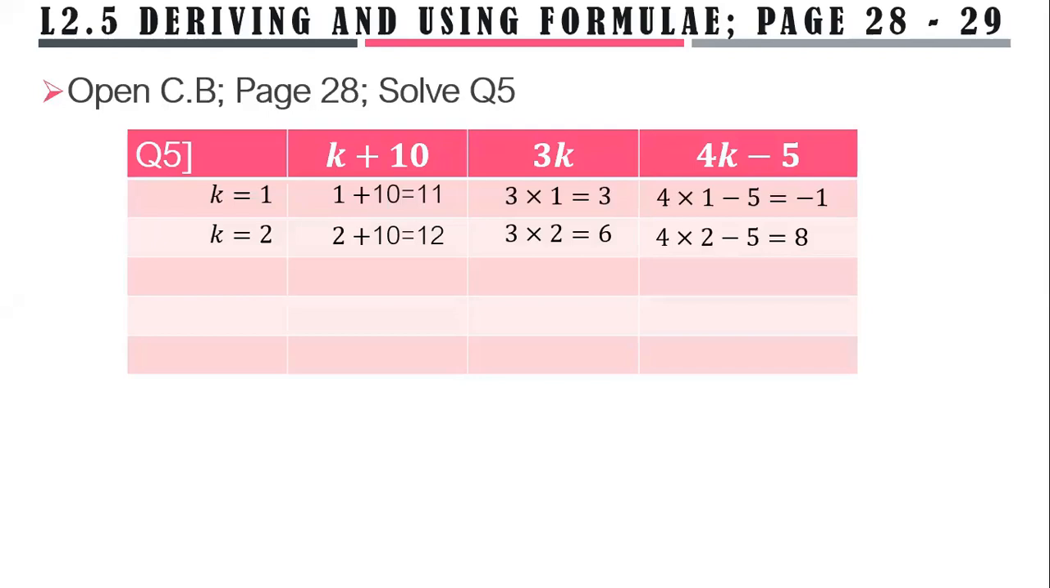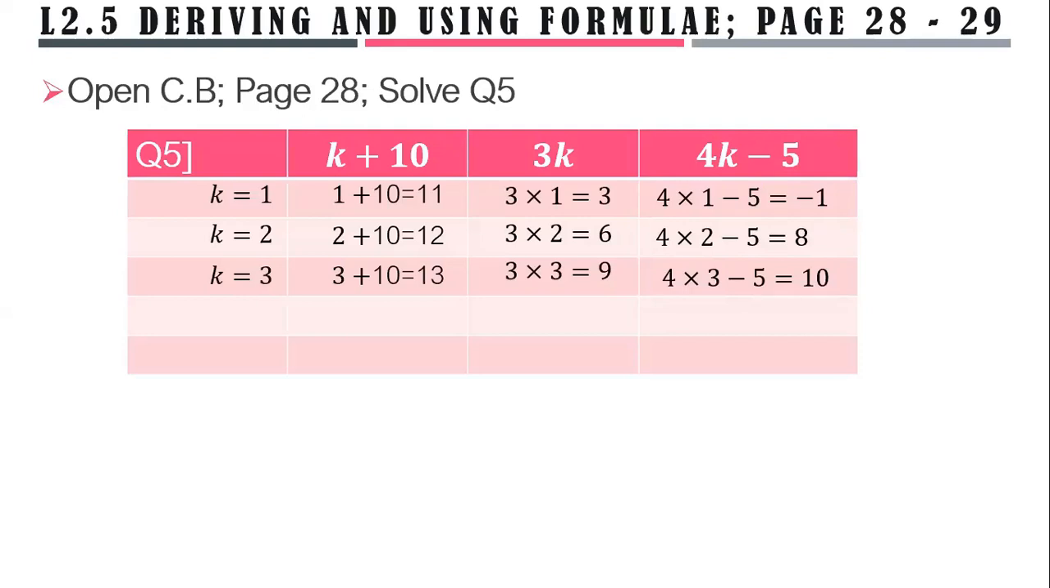Ahmad Nasser. Yes, teacher. K equals 3. 3 plus 10 equals 13. 3 multiply 3, 9. 4 multiply 3 is 12, minus 5 equals 7. Yeah, there's a mistake with my answer. It's not correct. So there's another error. Thank you very much. Now, Mira.